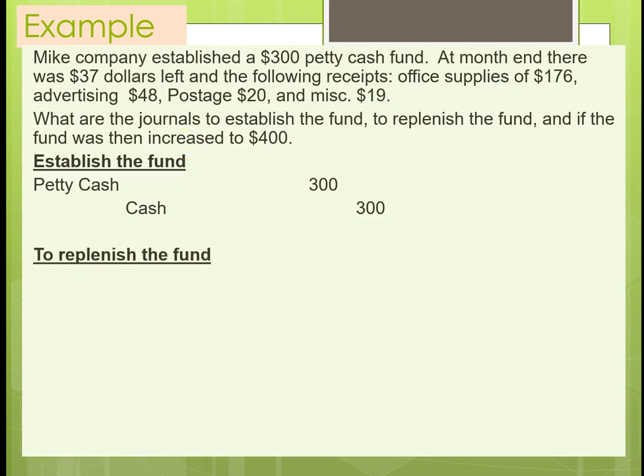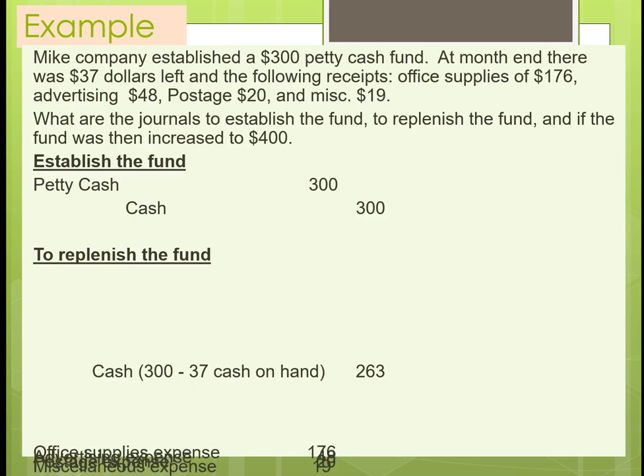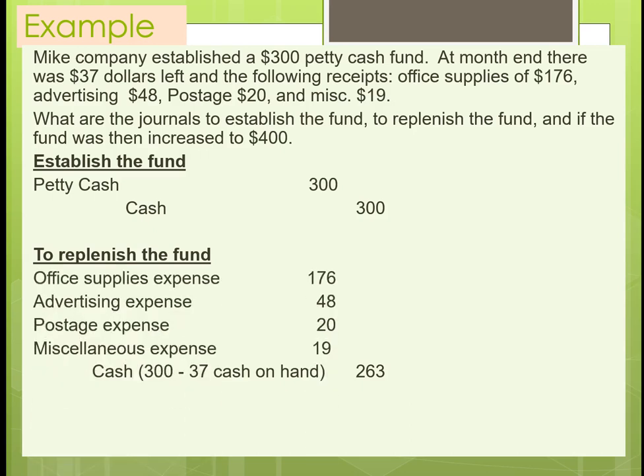To replenish the fund, the first thing you always want to do is take the total amount of cash, which is $300, minus the cash on hand, and that's going to tell you how much you have to write a check for. Then you're going to journalize all your expenses, and hopefully they equal the $263, which in this case they do.